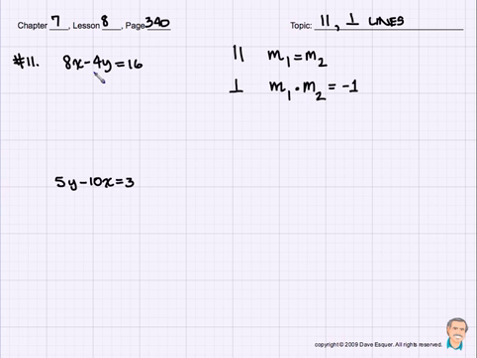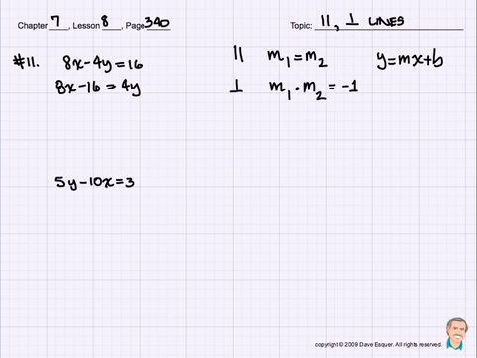Number 11 says, let's see if we can determine if 8x minus 4y equals 16 and 5y minus 10x is equal to 3 are indeed parallel. Remember too, y is equal to mx plus b. So we're going to manipulate these equations so that they are in slope-intercept form. So this first one is going to be 8x minus 16 is equal to 4y. I added 4y to both sides. I subtracted 16 from both sides.